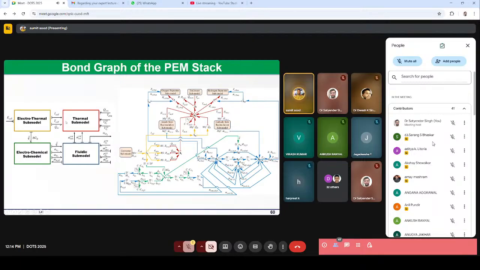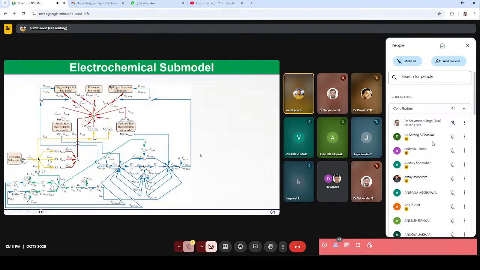Here on the left hand side, we have segregated the model into 4 sub models that are based on different physical domains. The first one is the electrothermal domain, then the thermal submodel, a fluidic submodel, or an electrochemical submodel. On the right hand side, you will now be able to understand this better. This is what I showed you in the beginning, what the bond graph looks like. This is the exploded view of the bond graph of all the submodels, and we will see them one by one.